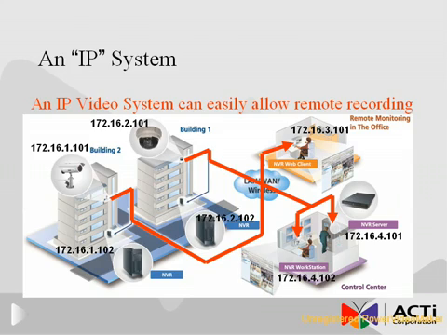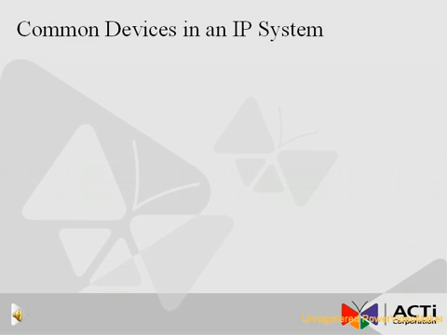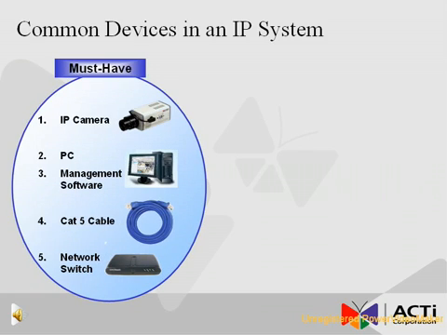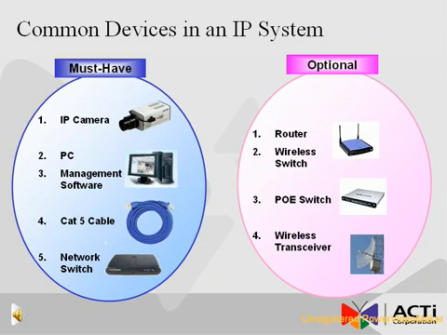An IP system uses a different set of equipment than an analog system. This includes a camera or video server, which is the video source; a computer, which is used to set up the cameras and/or act as a recorder; management software, which is the heart of an IP system that is responsible for recording, local or remote viewing, and playback; a network switch, which is used as a hub for all IP devices on the same network; and Cat5 cables, which are used to physically connect the devices together in conjunction with a network switch. There are also several optional devices that can be used.